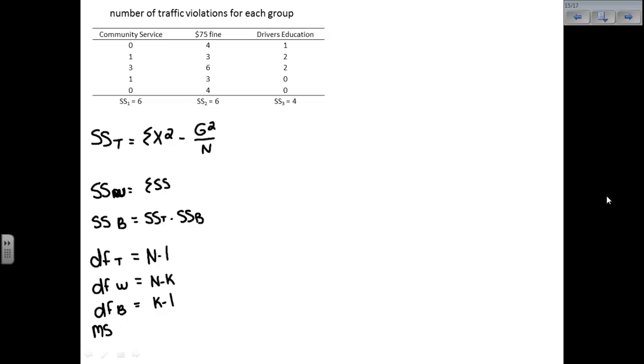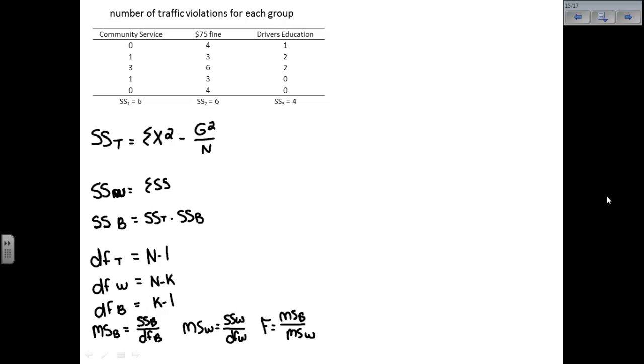Then my mean squares between is equal to sum of squares between divided by degrees of freedom between. My mean squares within is equal to sum of squares within divided by degrees of freedom within. And my F statistic is just equal to mean squares between divided by mean squares within. And I'm going to hope to put all these into a nice, neat source table. Now again, I'm starting with step 3 of the hypothesis test because I need to find degrees of freedom within and degrees of freedom between to find my critical value in step 2.